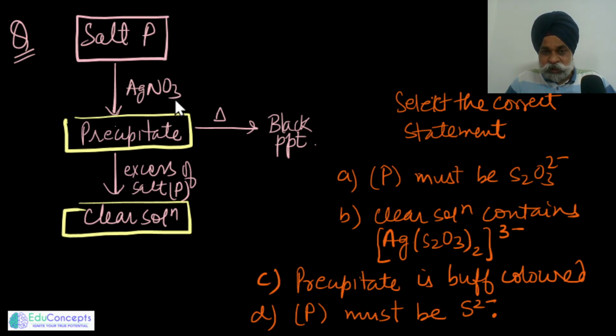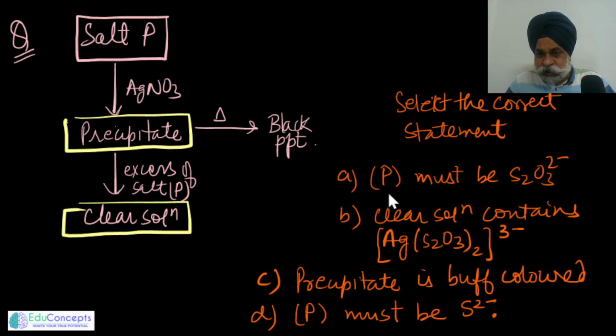Salt P treated with AgNO3 gives a precipitate, and excess of salt P gives a clear solution, and you have a black precipitate. So here the best way is to see the options directly, because AgNO3 almost precipitates all the acid radicals. These precipitates on heating give a black precipitate. Black precipitate is generally of sulfide ions. But let me see what is basically being asked.